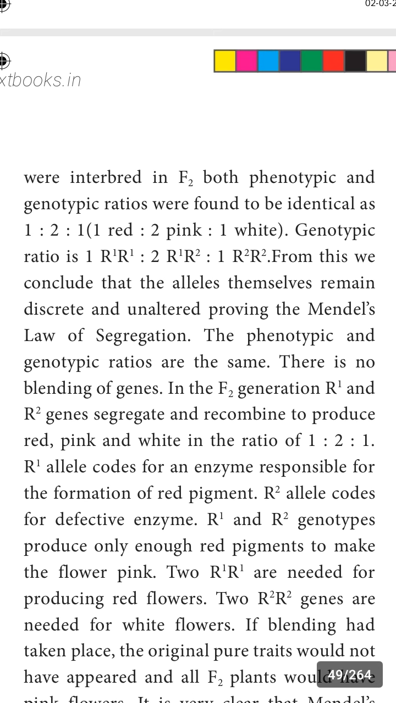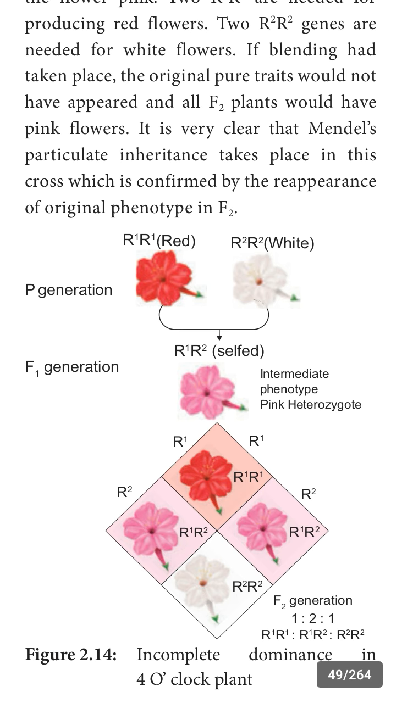So here the parent plants, red represented by R1R1 and white represented by R2R2. When crossed, in the F1 generation we got R1R2, a pink colored flower, that is, an intermediate phenotype; the pink heterozygote was obtained. When selfing of this F1 plant was done, in the F2 generation we got one red, two pink and one white, in the ratio of 1:2:1. So here you can see the genotypic ratio R1R1 : R1R2 : R2R2. This is the genotype. So three types of plants are obtained.